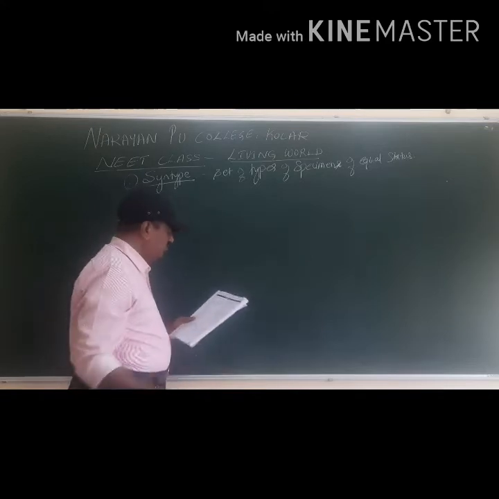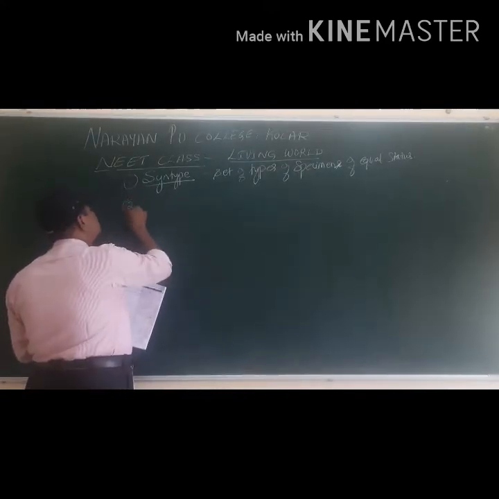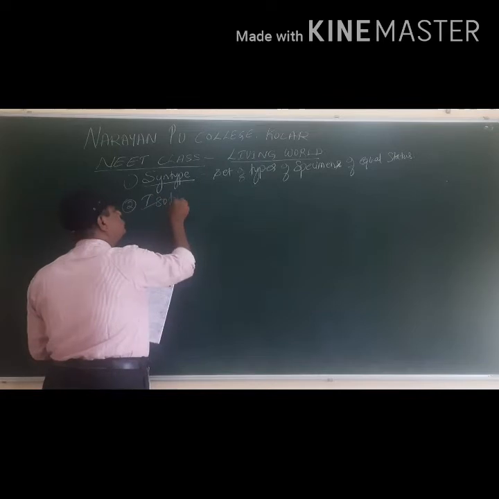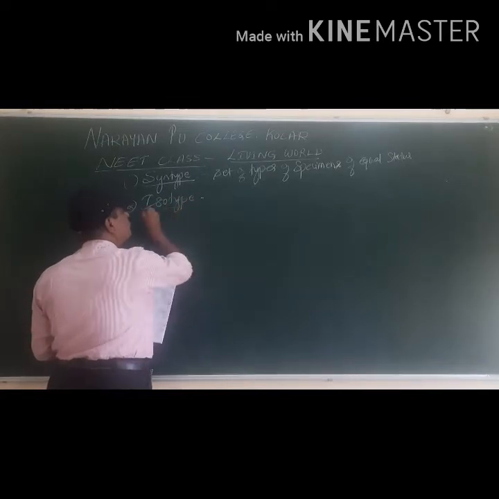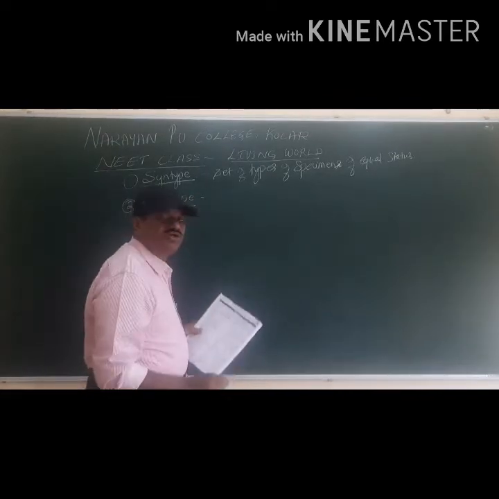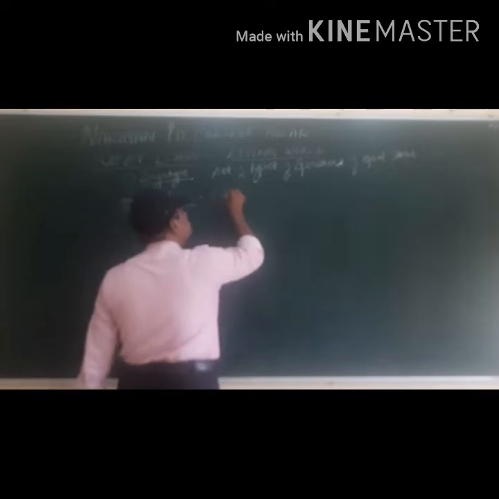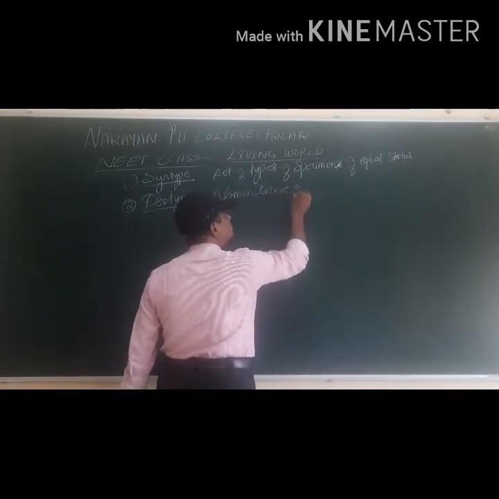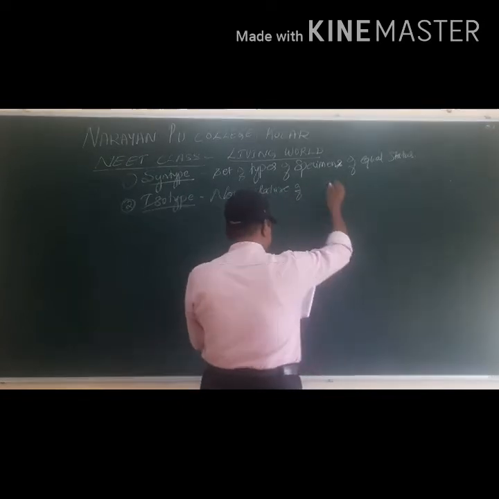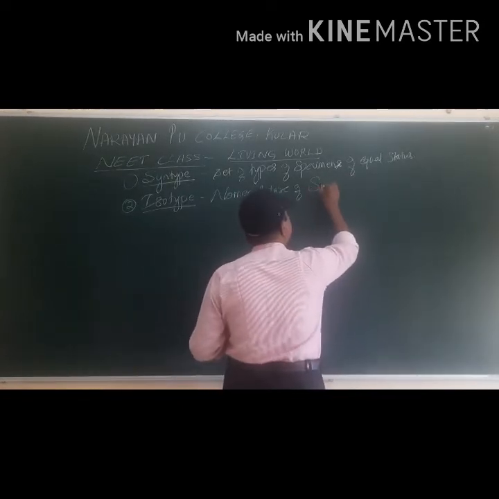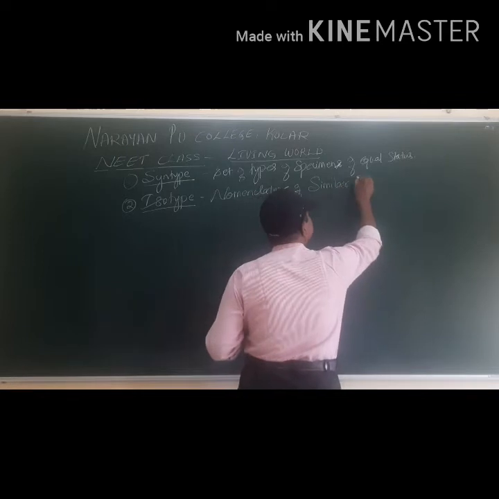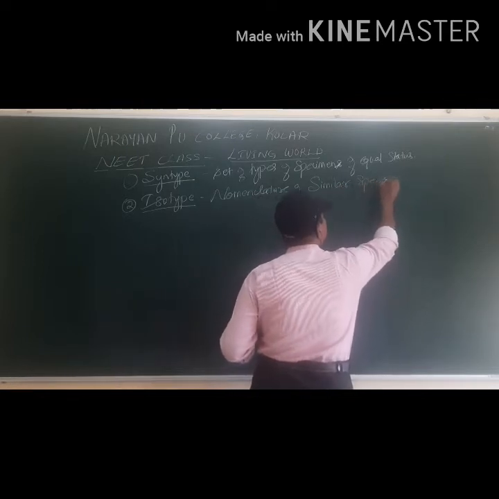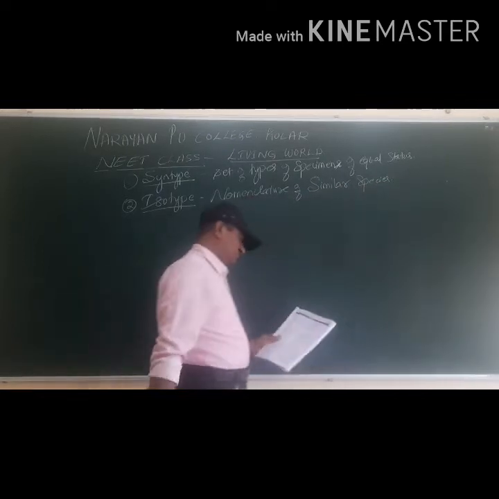We'll go for the second one, called isotype. So here isotype is nothing but the nomenclature of similar species or same species. Similar species, same species.